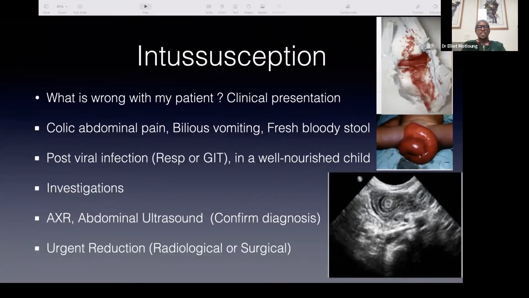So these patients need urgent reduction, but they need to be resuscitated before that. Our reduction can either be radiological or surgical. By radiological, I mean pneumatic reduction under fluoroscopy or hydrostatic ultrasound-guided reduction. A surgical reduction can be laparoscopic or open, depending on how sick the child is and on the period of presentation. I found that in patients who present on day 3 and later, I struggle a little to reduce, especially at the ileocecal valve, laparoscopically. But for the early presenters, it is quite okay to opt for laparoscopic reduction.